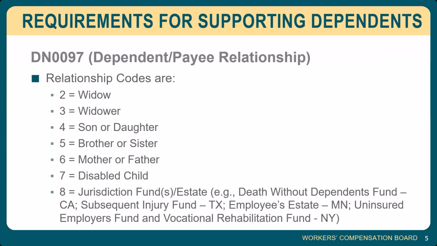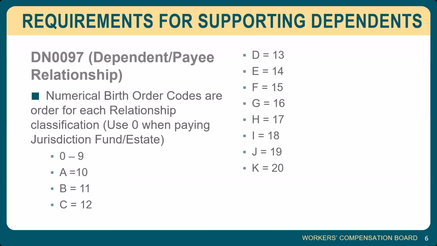So here's an example. DN0097, again, the dependent payee relationship. Relationship codes would be 2 for widow, 3 for widower, 4 for son or daughter, 5 for brother or sister, 6 for mother or father, 7 for disabled child, and 8 is a jurisdiction fund, or an estate, so a death without dependents fund, etc. And then the numerical birth order codes are listed as below: 0 through 9, A equals 10, B equals 11, et cetera, as you can see on your screen.